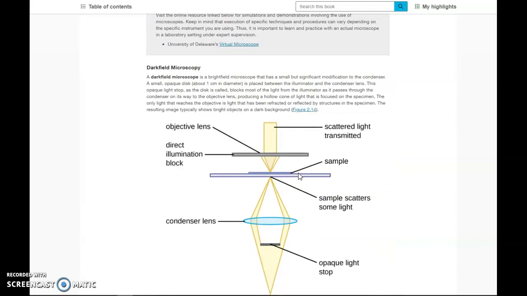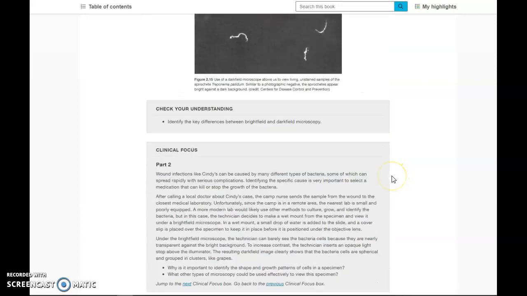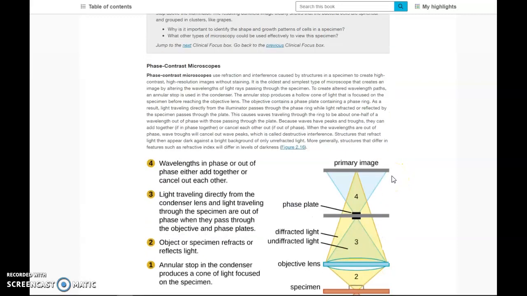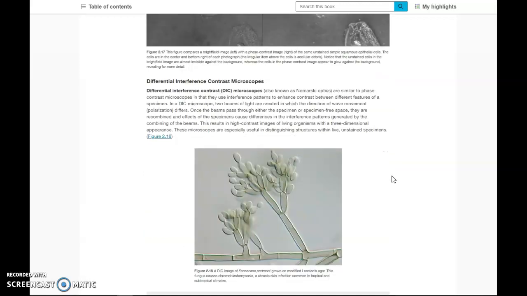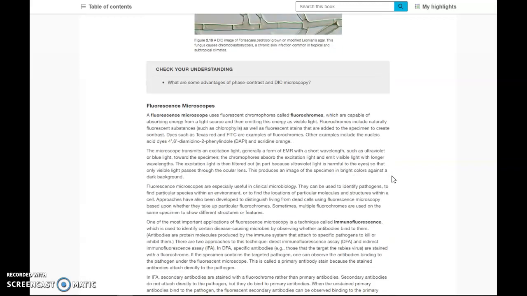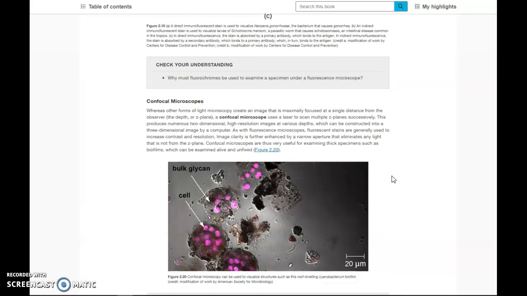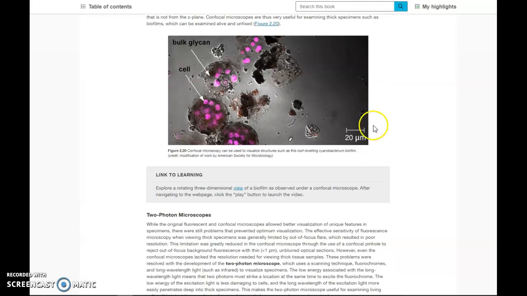Dark field microscopy has modifications to the condenser so that this disc essentially blocks a lot of the light coming through. We have phase contrast microscopes, and we have DIC microscopes, we have fluorescent microscopes, and we have electron microscopes. I'll let you read about those on your own.